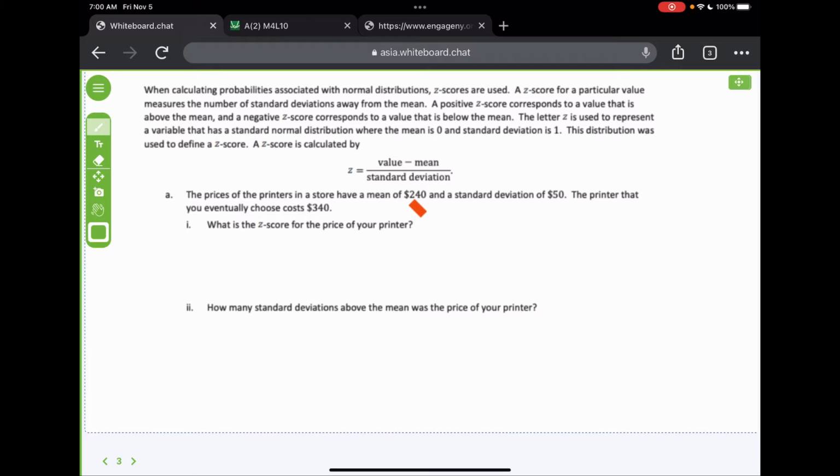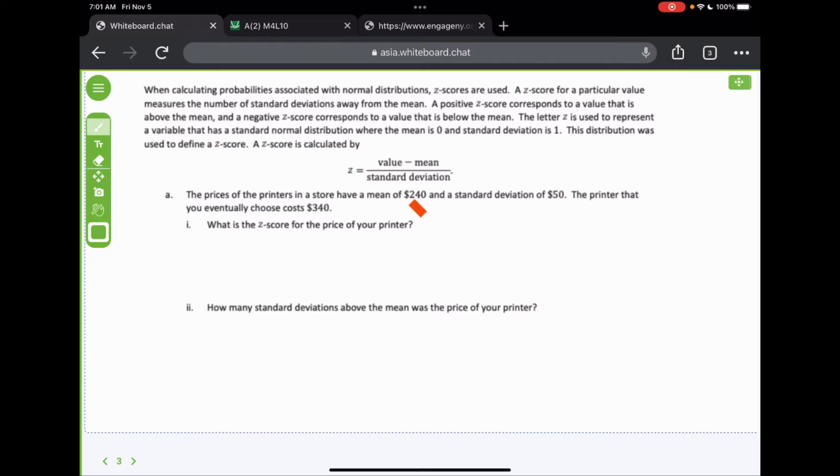All right, let's look at A. The prices of printers in a store have a mean of $240 and a standard deviation of $50. The printer that you eventually chose costs $340. What is the z-score for the price of your printer? So really what you're looking at here is, am I getting ripped off by paying $340 for a printer? If the mean, the average printer, is $240, is $340 way too high?